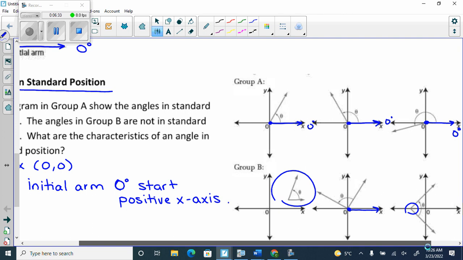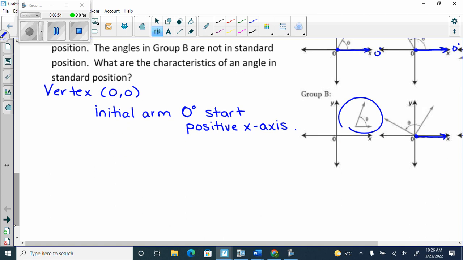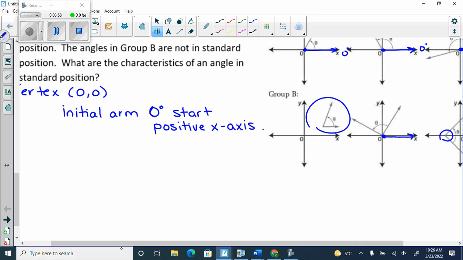So those are the key things about standard position. A standard position angle rotates around 0, 0 and starts on the x-axis. Do you agree? Okay, that's the key things about a standard position angle. It starts at the positive x-axis at 0 degrees and rotates around 0, 0. Okay? And as you can see, these ones do not.